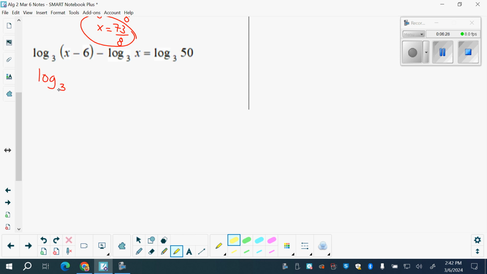Log base 3 of x minus 6, excuse me, divided by x, equals log base 3 of 50. Because it's subtraction, we change it to division. And so now we have a log on both sides, right? So we're going to do what? Get rid of the log. So we have x minus 6 over x is equal to 50.